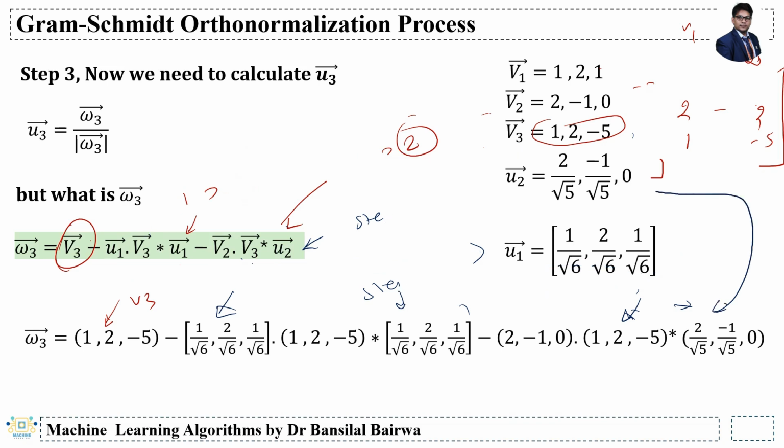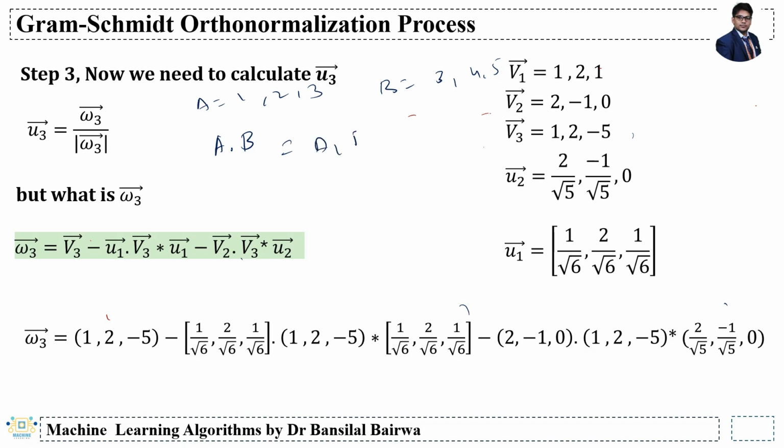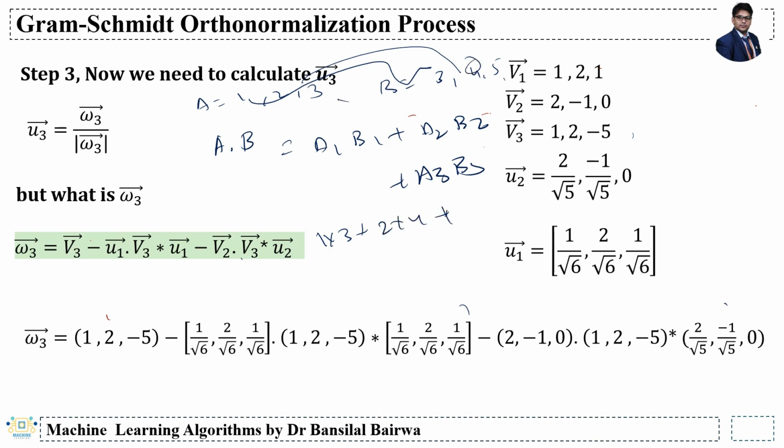So we will solve this. If you want to solve such typical equations, first of all we have to calculate the dot product. As I told you already, if A and B are vectors, how do we multiply A dot B? If A is 1 2 3 and B is 3 4 5, it will be A1 B1 plus A2 B2 plus A3 B3. So that means 1 multiplied by 3, plus 2 multiplied by 4, plus 3 multiplied by 5. So we can calculate A dot B, that is the dot product.